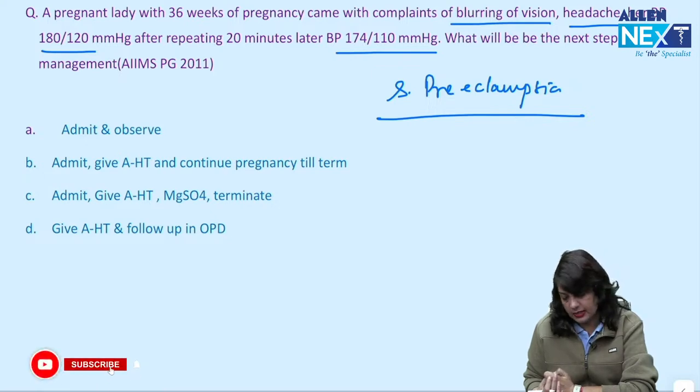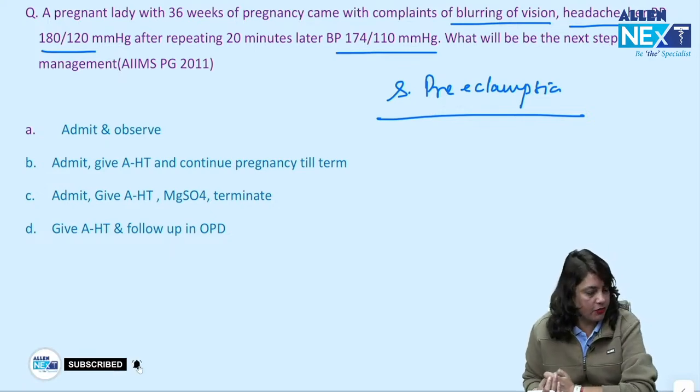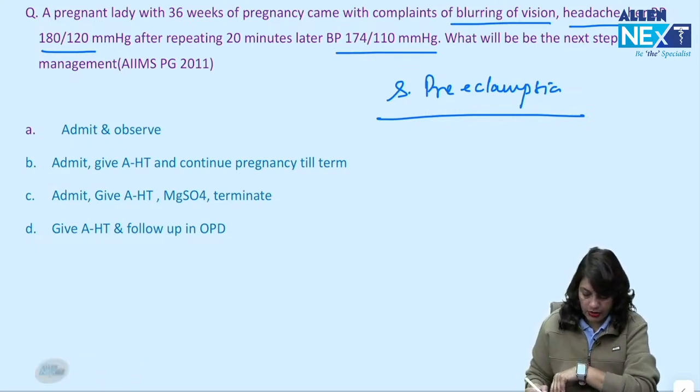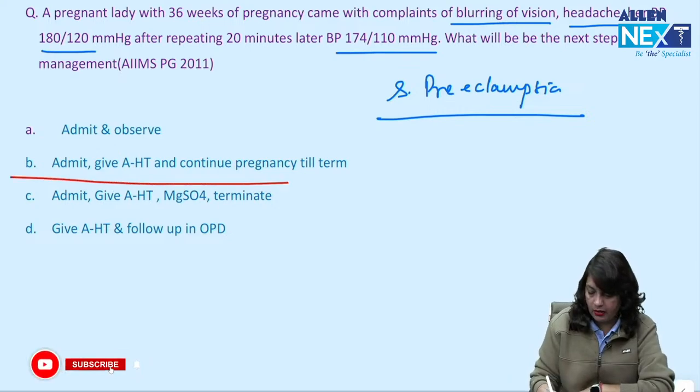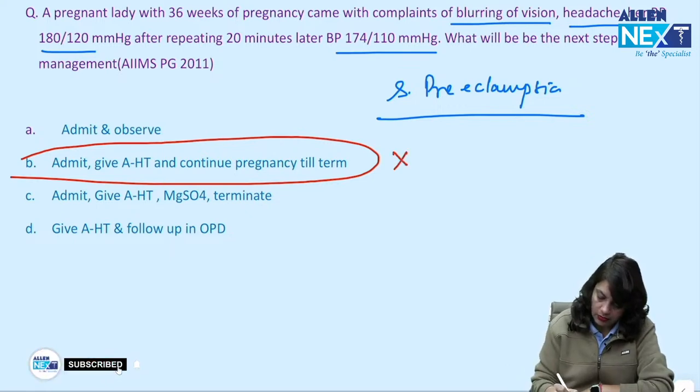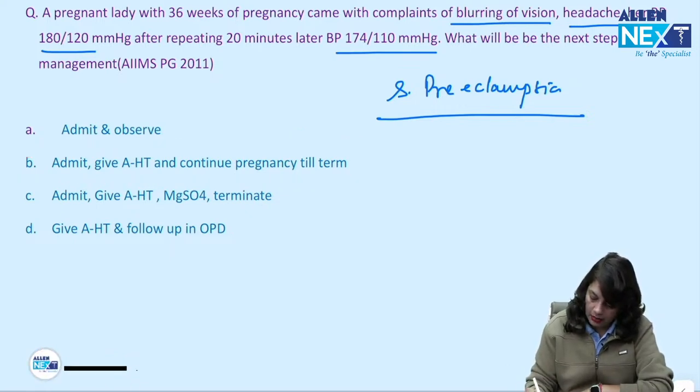Tanner staging is like 5 stages for breast development and 5 stages for axillary pubic hair development. Details of Tanner staging are not asked in the FMG exam. Then what is your correct answer for this question? It is admit, antihypertensive, continue the pregnancy. If you mark this, it is wrong. Many of you are likely to mark this, that is a wrong answer.